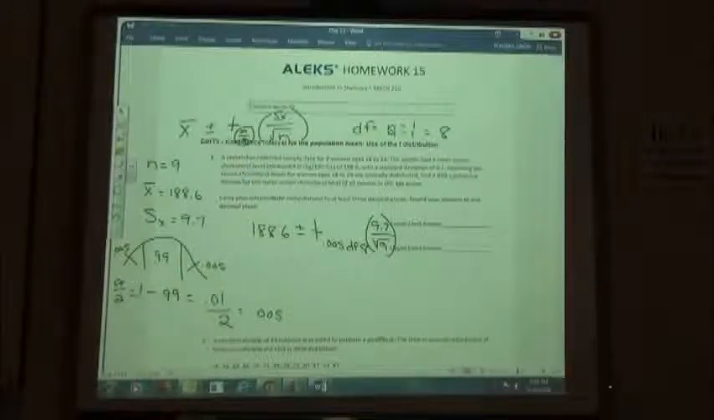88.6. You got the plus or minus, and then we're going to use the T sub, so that one right there, 0.005. The degree of freedom of 8. Whoops, we're not done yet. Undo that. Now we got to click up behind that, and in parentheses, 9.7 divided by the square root of 9.